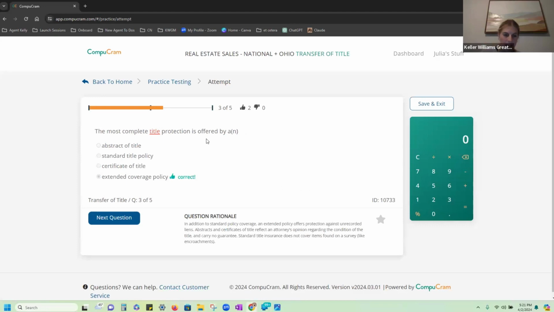D and D is correct. Good job. This one's tricky. When you don't see common definitions or anything, you tend not to choose the answer, but just reading it, the most complete title protection is offered by extended coverage policy.